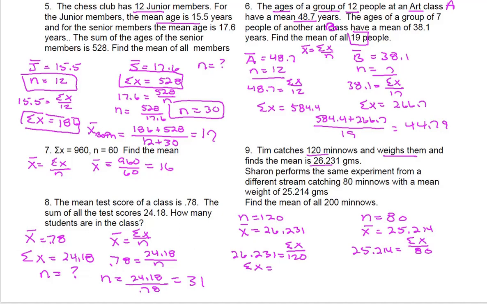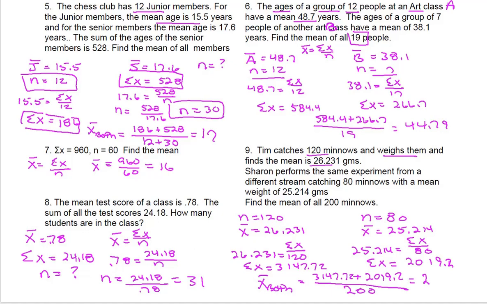3,147.72. And then the other group is going to be 2019.2. And see, now we have all our sum of our x's, and so all we've got to do is add those together and divide by the total number of minnows, which in this case is going to be 200. And when we divide by 200, we're going to find out that the average is going to be 25.8346.